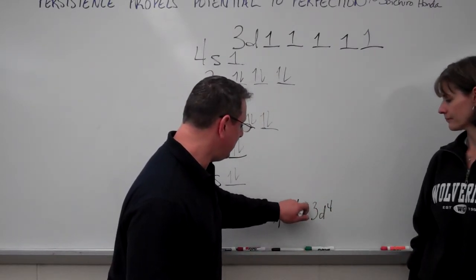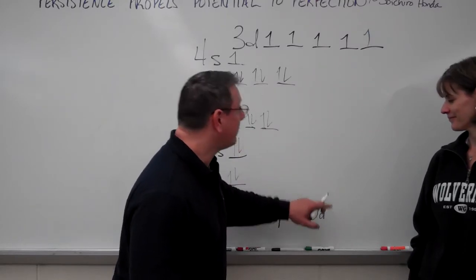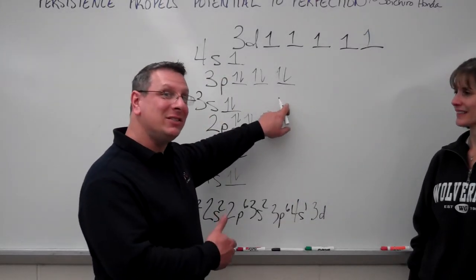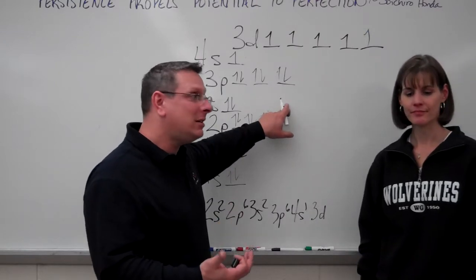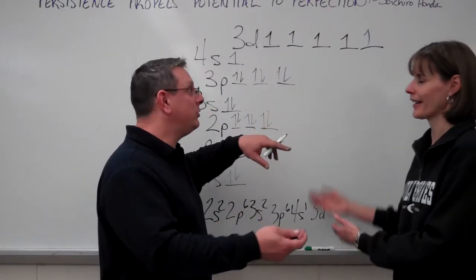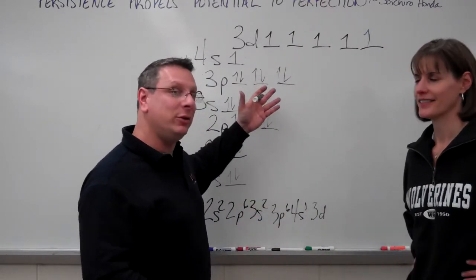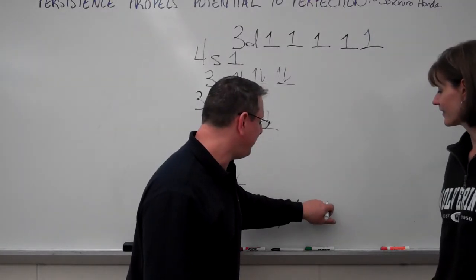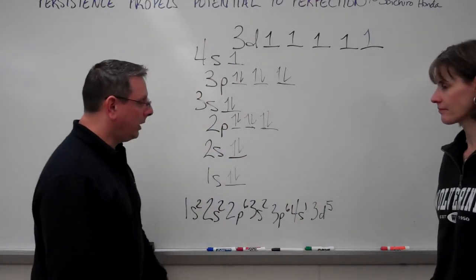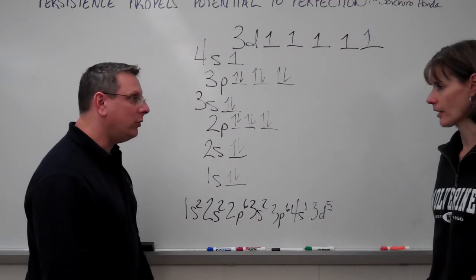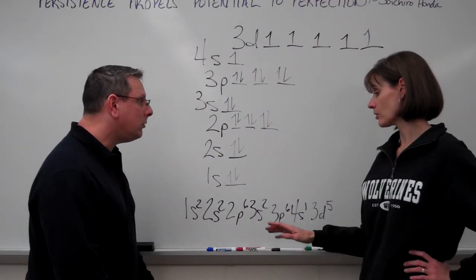So I got to do this. Actually, I could have just used this as the model to cheat. Well, you had to write that anyhow. I have to do this anyway. 3d5. So there you go. Okay. We want to do the electron dot.